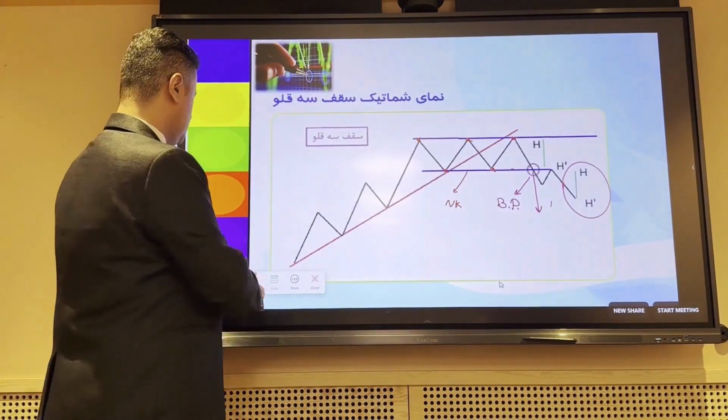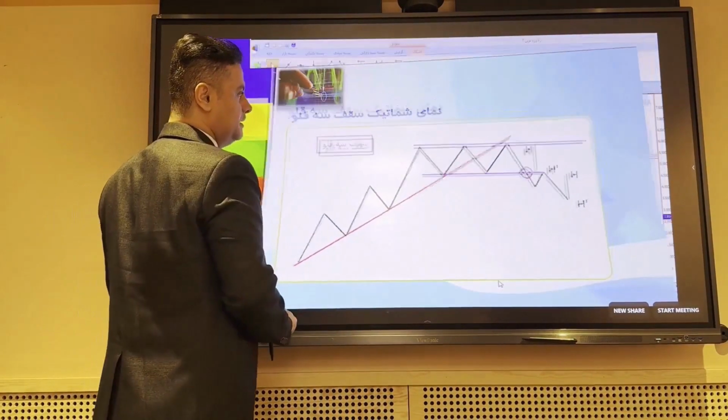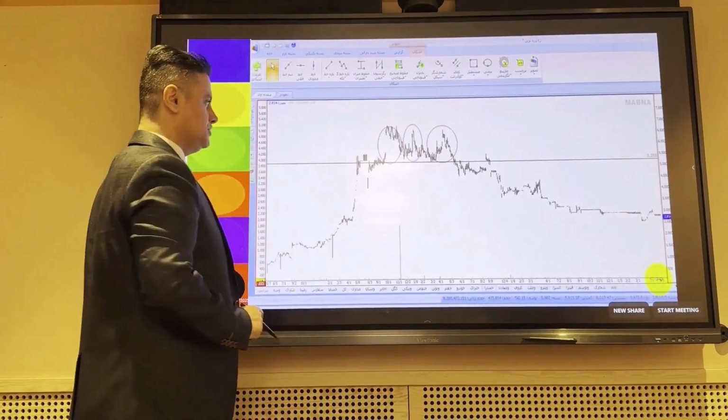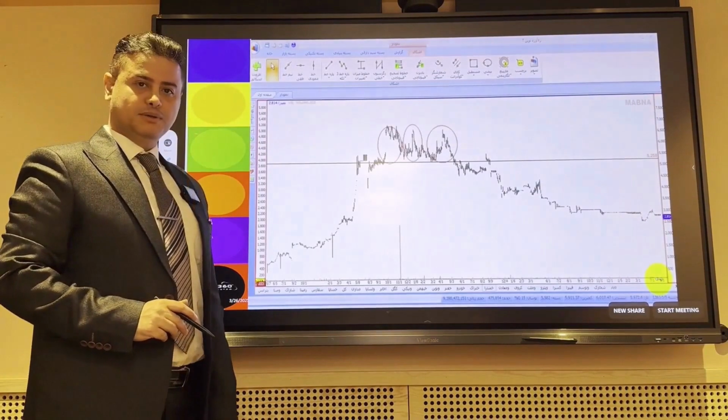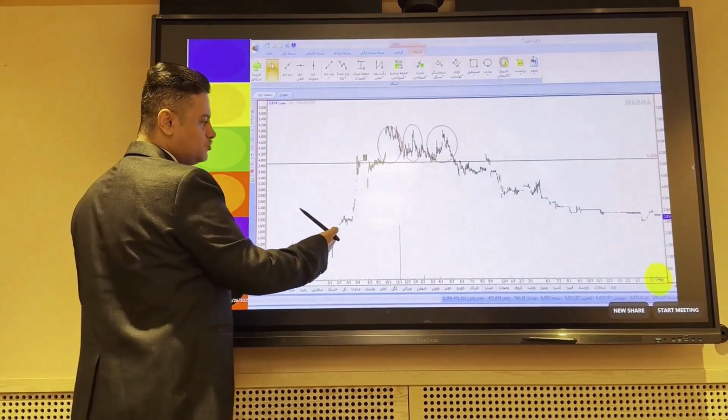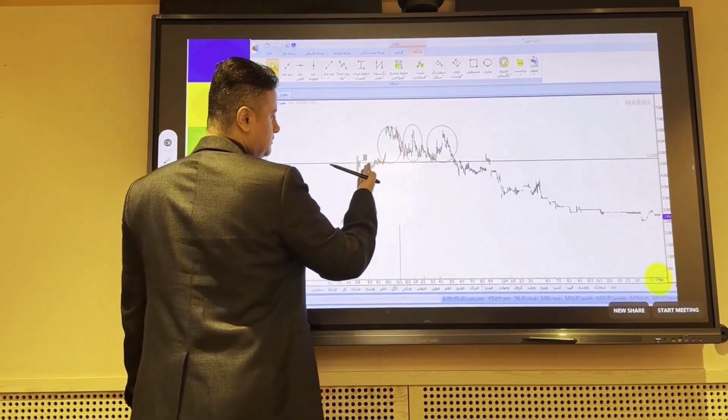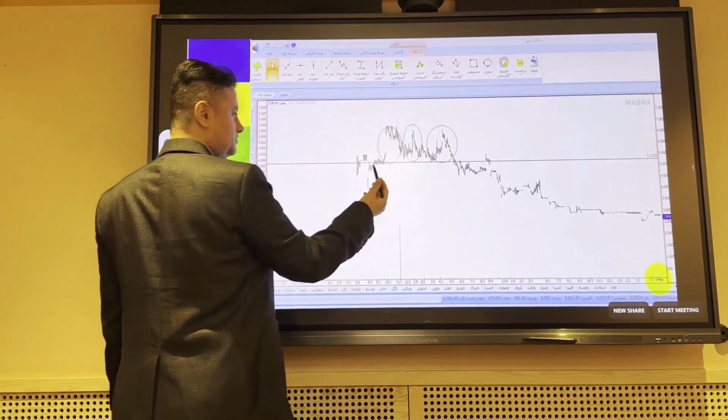Well, let's look at a few examples related to this schematic representation together. The chart you see is the chart of Khosra. Khosra has taken an upward trend. The chart has risen to a certain extent.